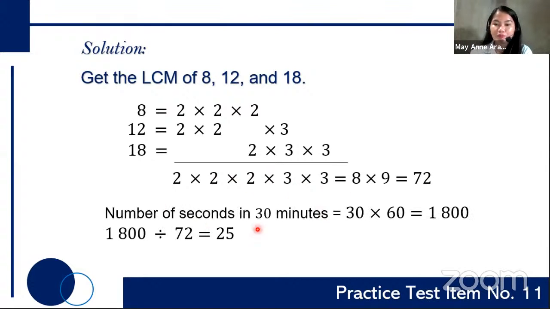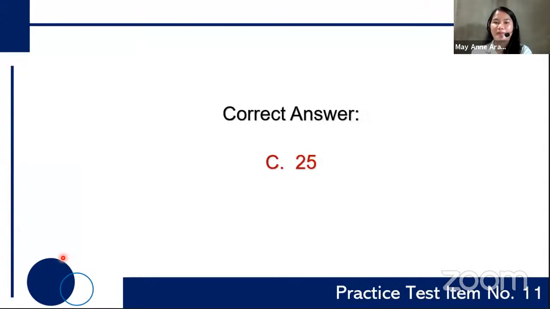And we know that we need to convert first to seconds, since the interval from 3 o'clock to 3:30 is 30 minutes. How many seconds is that? 1,800 seconds. Then the LCM is 72. So 1,800 divided by 72, the answer is 25. Correct. Okay, that is how you approach this type of problem, like blink together, come together, and every so many units of time.